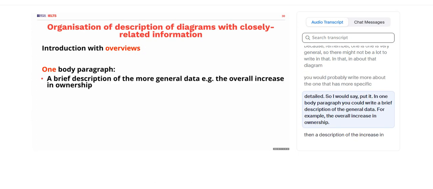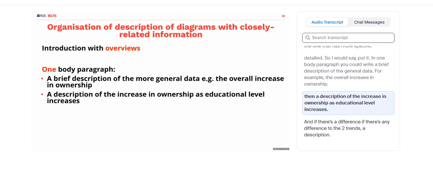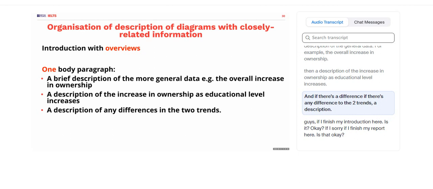You could write a brief description of the general data, for example, the overall increase in ownership. Then a description of the increase in ownership as educational level increases. And if there's any difference in the 2 trends, a description.